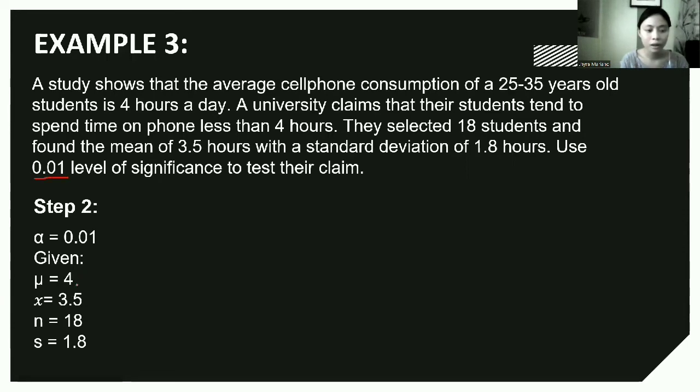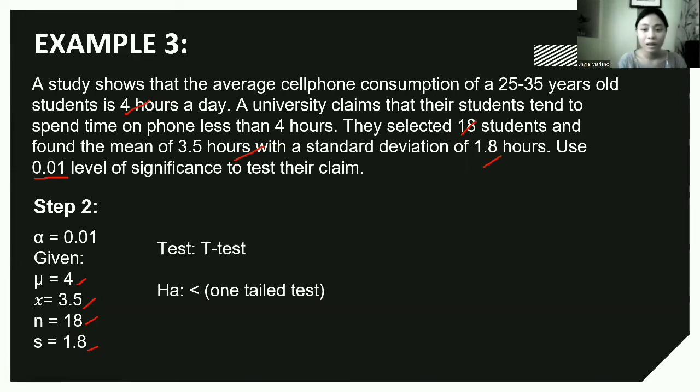Given natin yung sample, yung population mean natin is 4. Sample mean 3.5 hours. Ayan, 4. And then yung sample size natin is 18. And then our standard deviation is 1.8 hours. So identify na natin kung ano yung appropriate test na gagamitin.